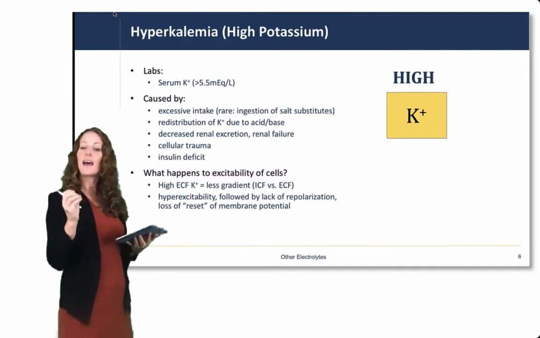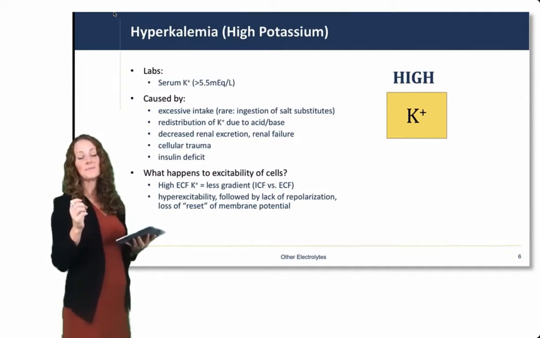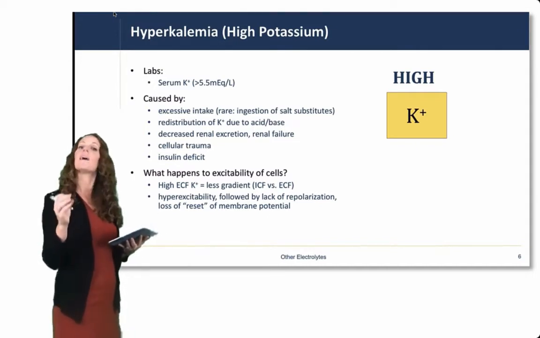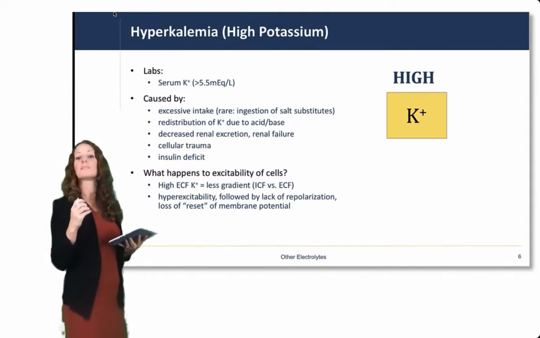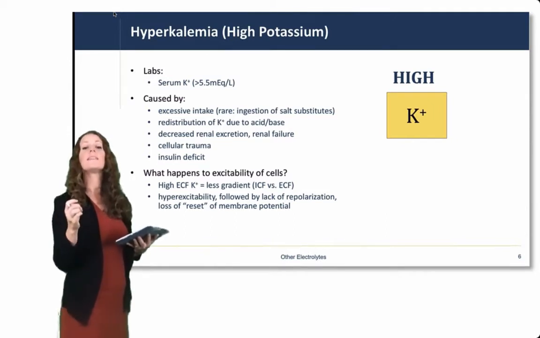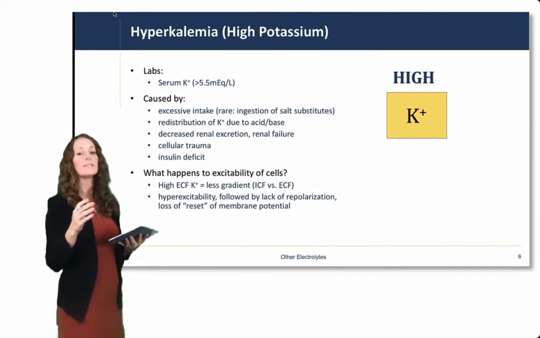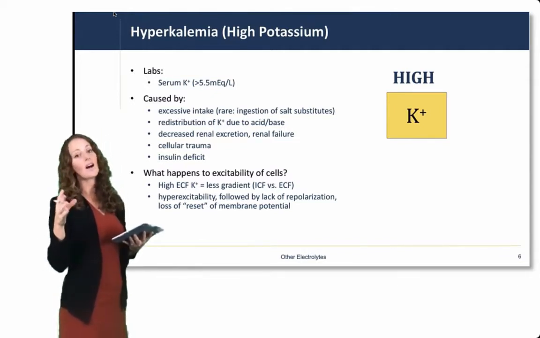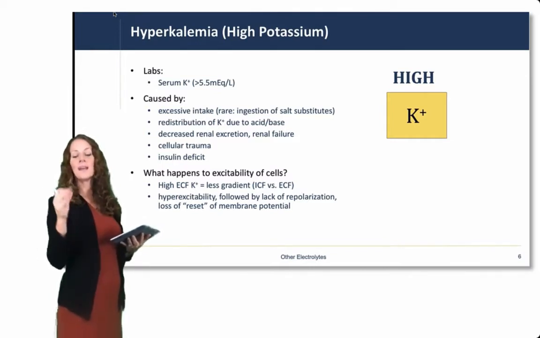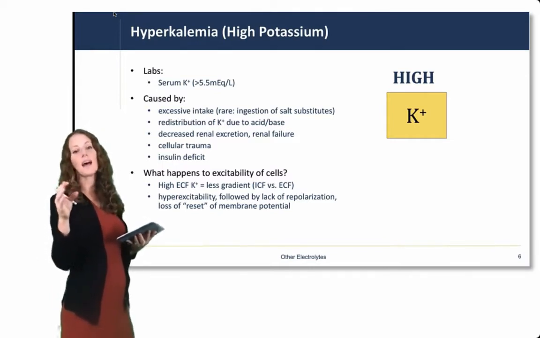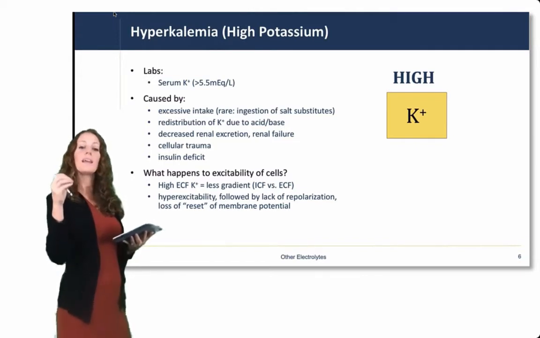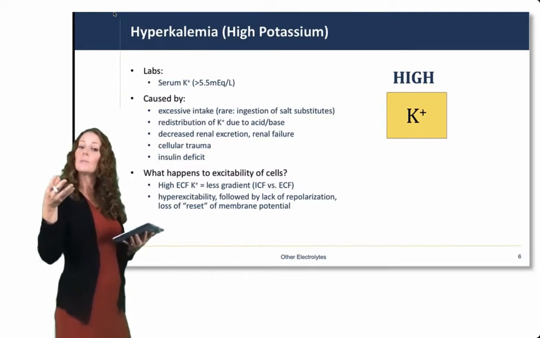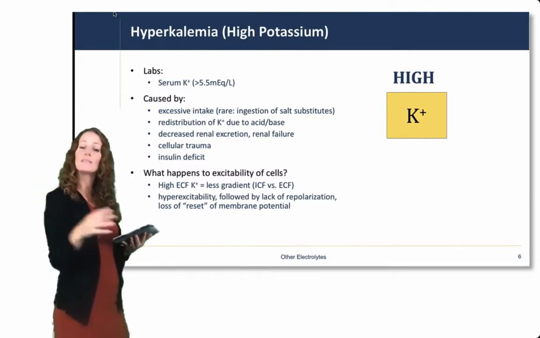Redistribution, again, because of acid-base changes. Lack of excretion or renal failure. Also, trauma to the cells, particularly trauma to the muscles. So think of something like rhabdomyolysis or another trauma which could break down cells. When you break open cells, you release the potassium inside, and that can cause a hyperkalemia. A deficit in insulin can also cause a hyperkalemia, particularly when it's matched with an intake of high potassium, because that insulin normally acts to bring the potassium into the cells after a meal.